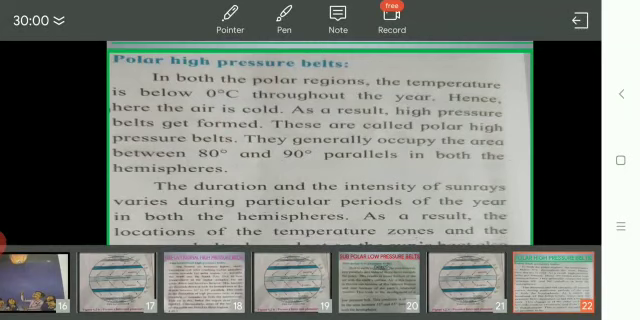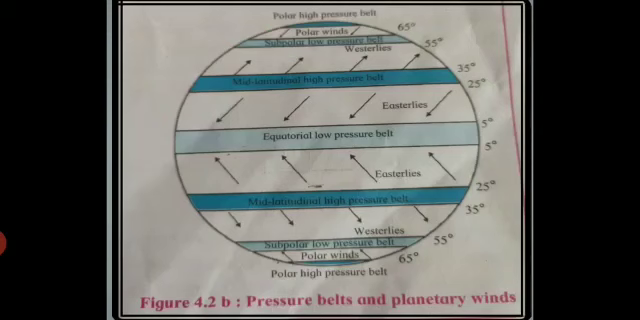Children, here it is told that the duration means time and intensity means strength, which means that the time and strength of the sun rays differs during particular periods of the year in both the hemispheres. And due to this, the locations or the positions of the temperature zones as well as the pressure belts also vary or change. Why? Because it depends on the sun's heat.